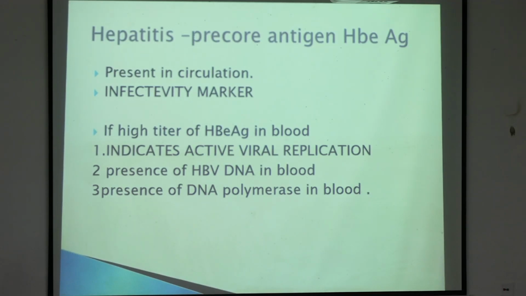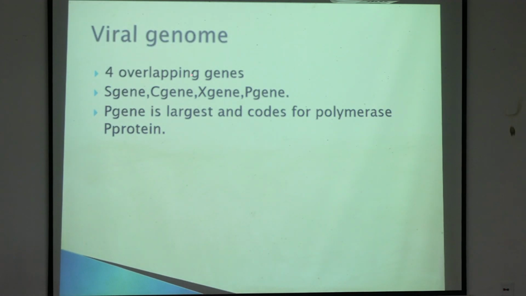So we have HBeAg, which is also called the pre-core antigen. It is the infectivity marker. Okay. So we'll go to the next slide. Now we have the viral genome. A little bit about it. 4 overlapping genes: S gene, C gene, X gene, and P gene. P gene is the largest and codes for polymerase P proteins.